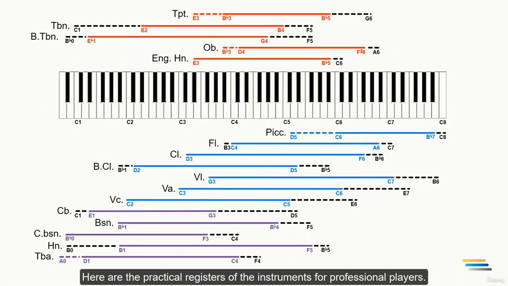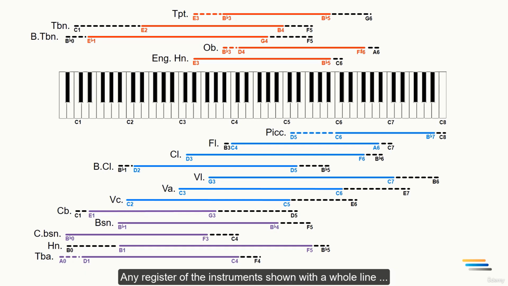Here are the practical registers of the instruments for professional players. The colored whole lines show the practical registers of the instruments. The colored dashed lines are the lower or higher practical limits. The black dashed lines show the possible high and low notes on the instrument, which should be omitted due to playing difficulties or lack of sounds on the instrument.